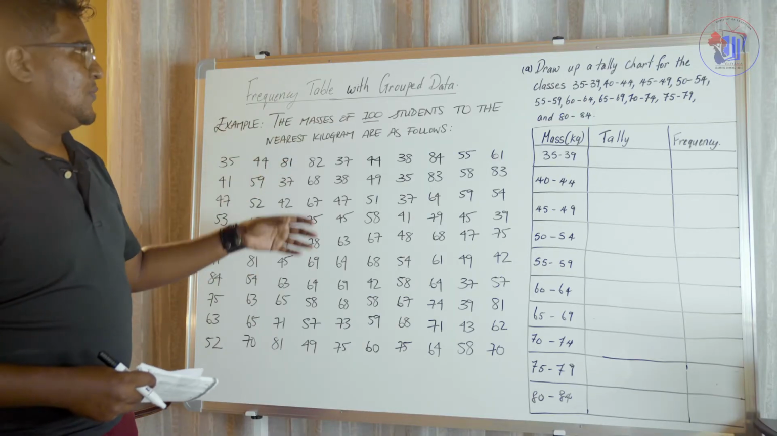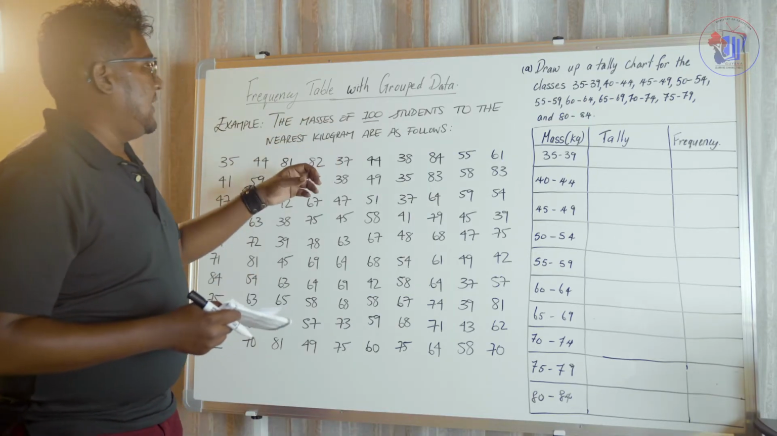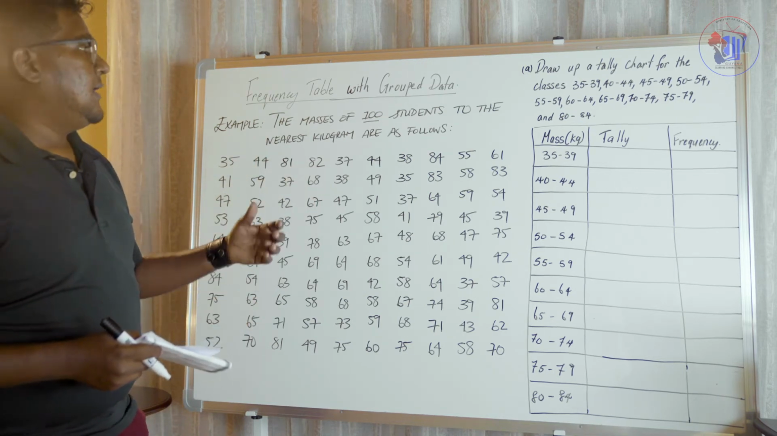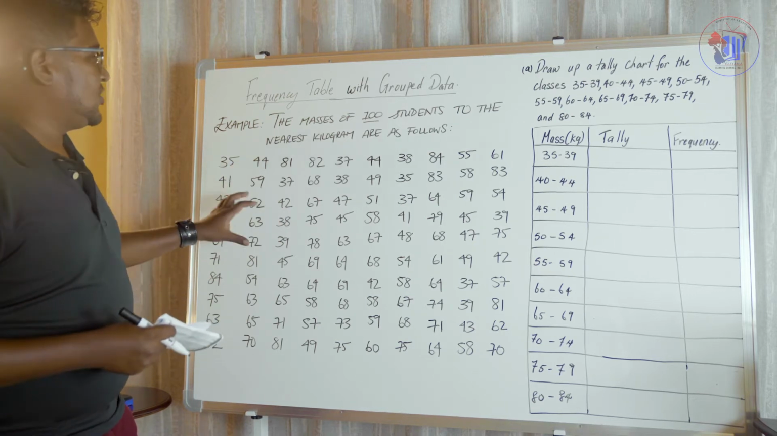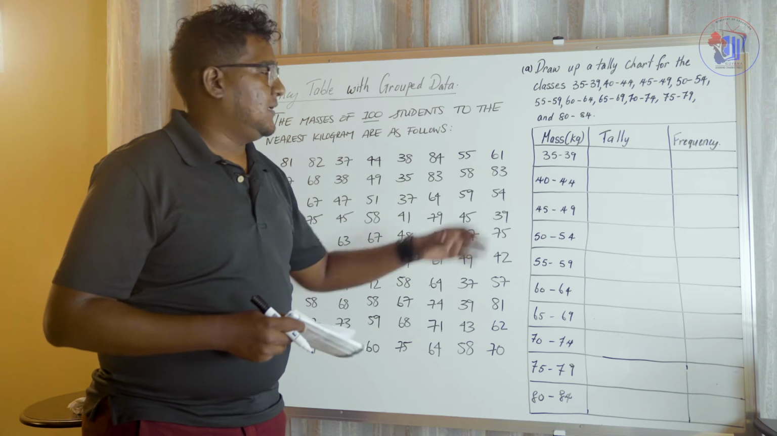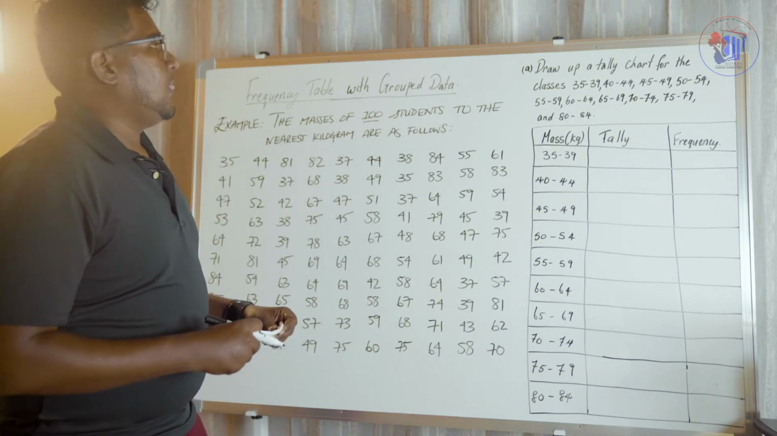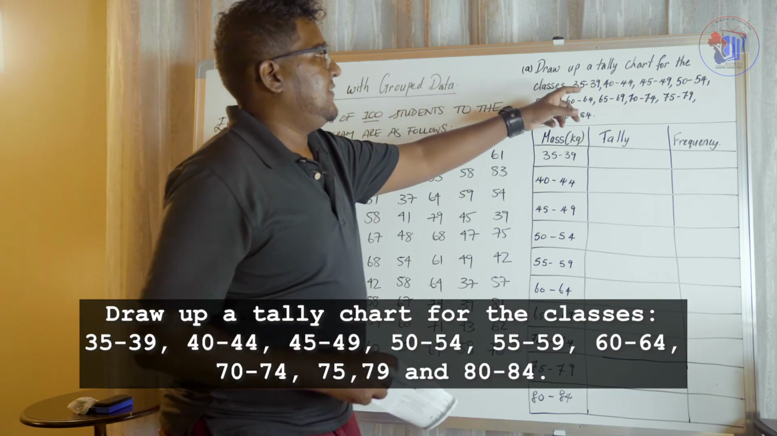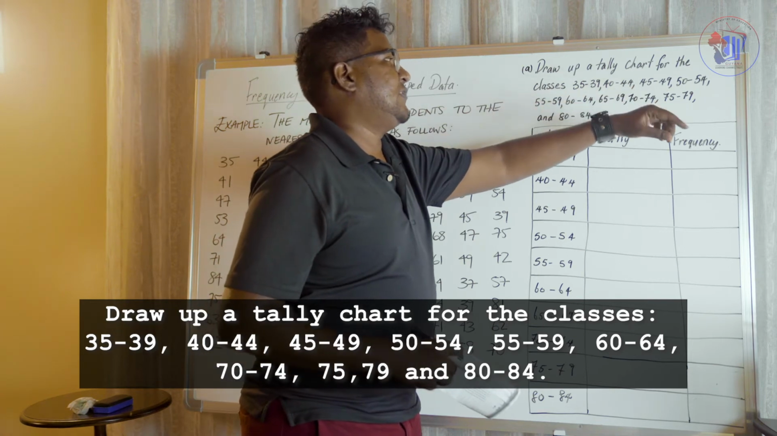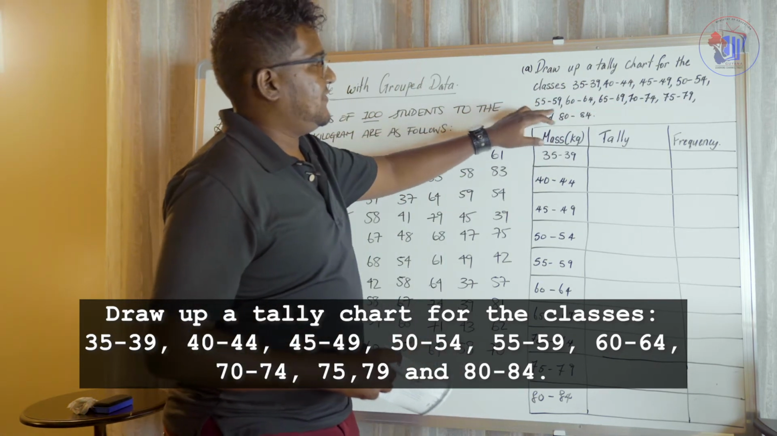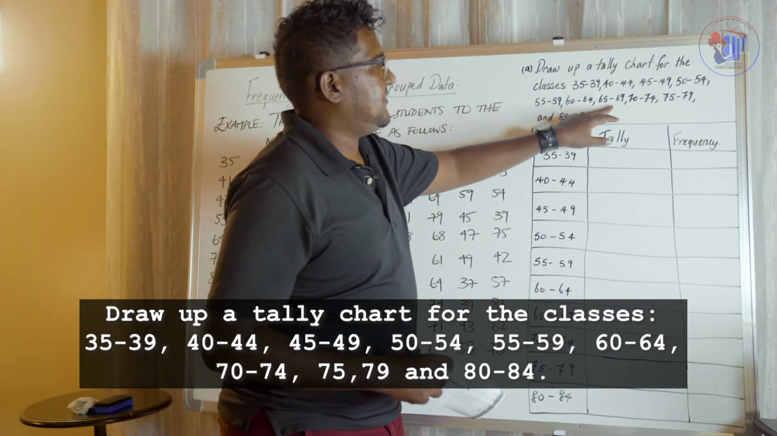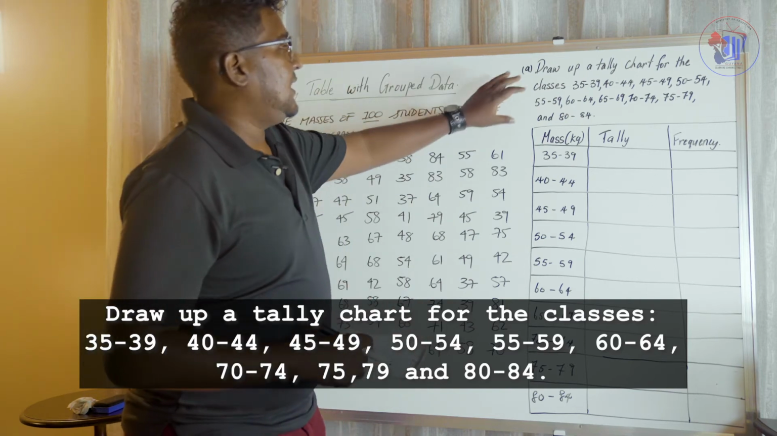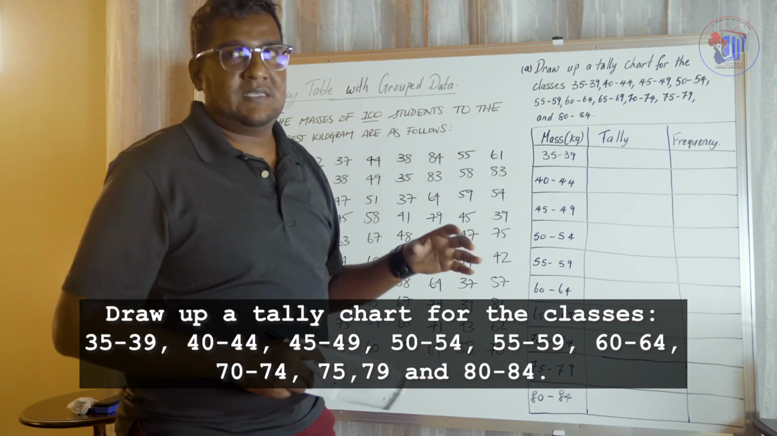So instead of doing all of that, we're going to group our data. And that's why when you group data, you have something called classes or intervals. You use the intervals and then you place your raw scores into the given intervals. Now, if you look here, the question says draw up a tally chart for the classes 35 to 39, 40 to 44, 45 to 49, 50 to 54, 55 to 59, 60 to 64, 65 to 69, 70 to 74, 75 to 79, and 80 to 84. So they have already given you the classes that you have to use.